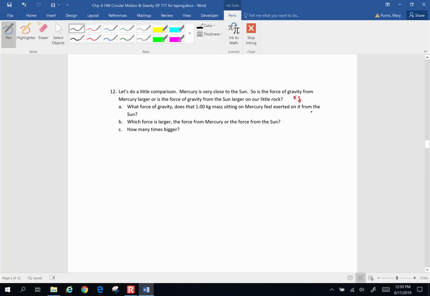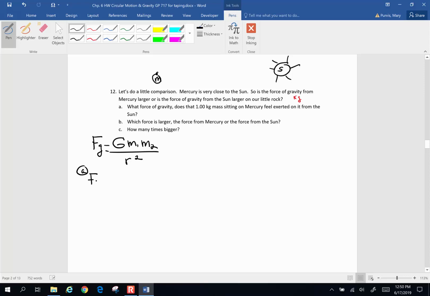So we're going to use the same equation. Force of gravity is G, universal gravitation constant, mass of the first object, mass of the second, distance between the centers, squared. But to begin with, we are going to find out if this little rock is sitting on Mercury, we want to know the force of gravity on it caused not by Mercury, but caused by the sun.